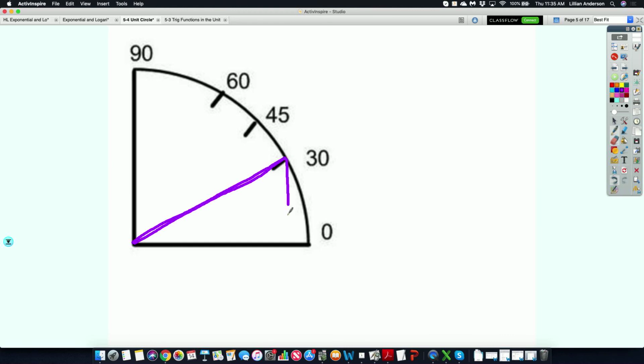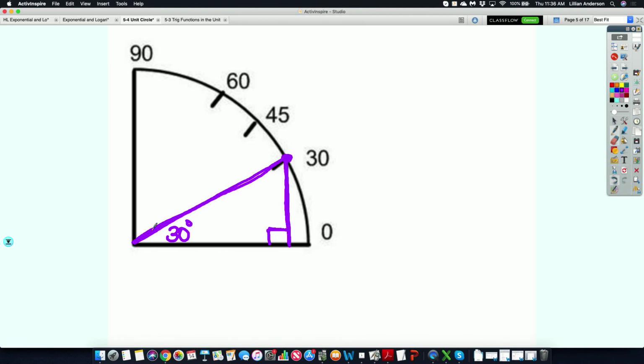And let's create a right triangle. Of course, I'm going to drop a perpendicular from the point at 30 degrees straight down to create a 90-degree angle. And since this is the 30-degree angle, remember your angles are always formed by the hypotenuse and the x-axis. What does this angle appear to be at the top? 60. Okay, so this is your 30, 60, 90-degree triangle.